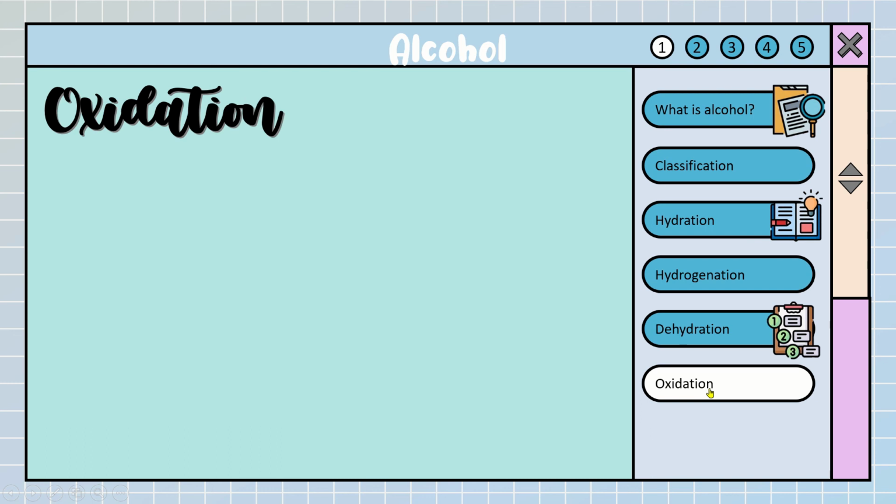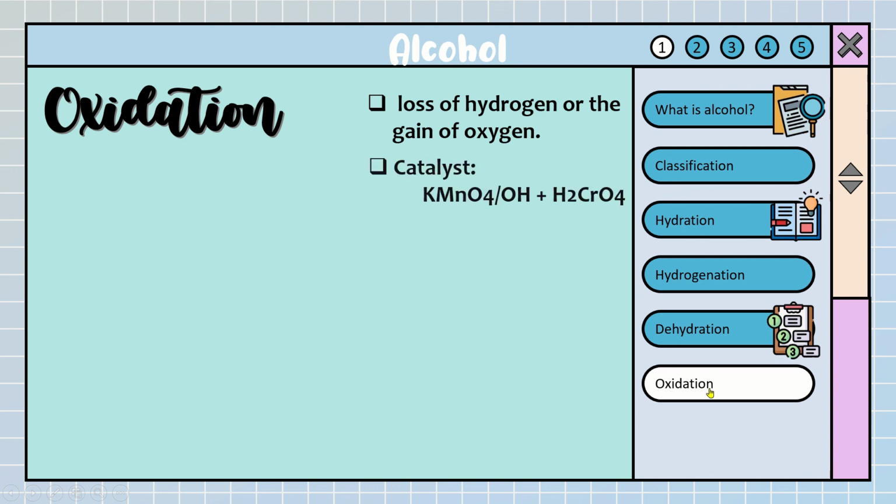Another chemical reaction that alcohol could undergo is the oxidation reaction. It is different from reduction, as instead of loss of oxygen, it gains oxygen while losing hydrogen, in contrast to reduction, which gains hydrogen. Its catalysts are basic potassium permanganate and chromic acid.